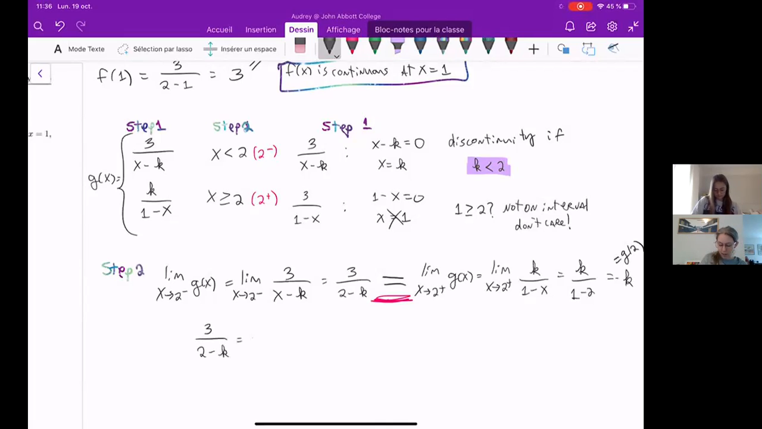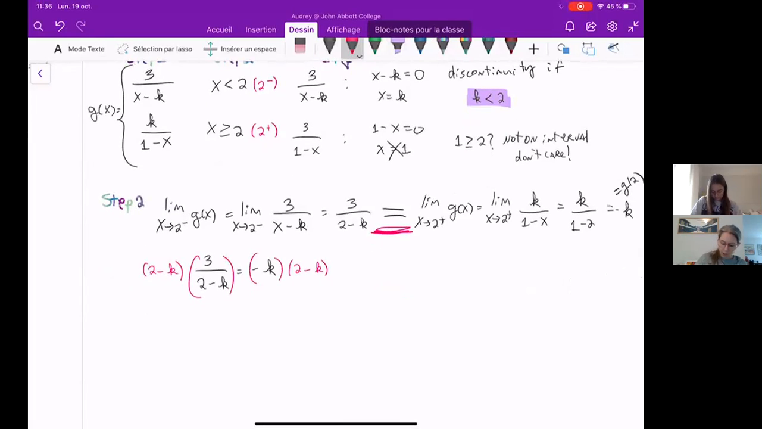3 over 2 minus k is equal to negative k. I'm going to multiply both sides by 2 minus k. So I will get 3 is equal to negative 2k plus k squared. So I moved everything to the left side and subtracted 3, and then I just flipped the equation.